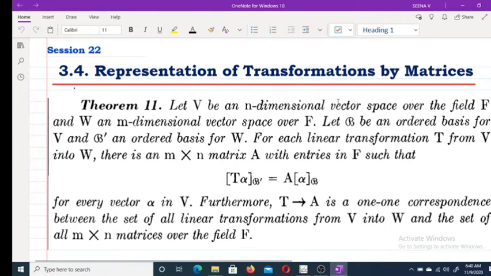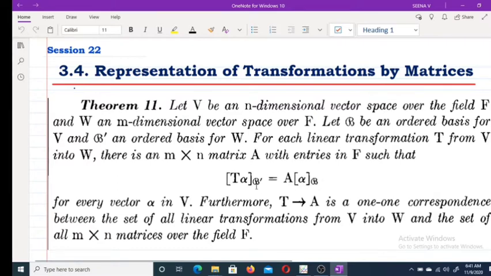Let V be an n-dimensional vector space over the field F and W be an m-dimensional vector space over F. Let script B be an ordered basis for V and script B dash be an ordered basis for W. Then the theorem says that for each linear transformation T from V into W, there is an m by n matrix A with entries in F such that the matrix of T alpha related to the basis B dash is equal to A into the matrix of alpha related to the basis B.